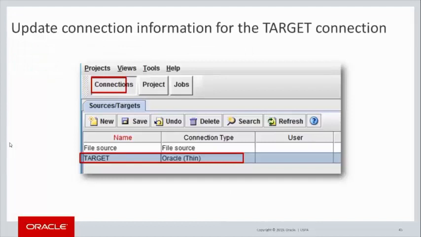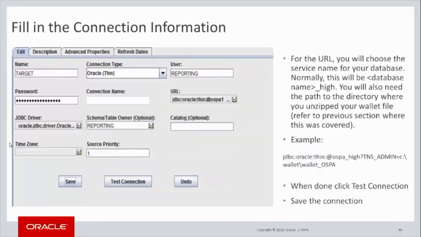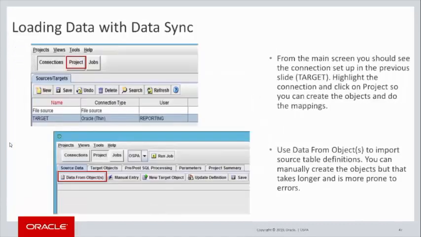In the Connections view, specify connection details for your target and your data source if it's a database. For the URL, you will specify the service name for your database. Normally, this will be database_hi using the hi service. You will also need the path to the directory where you unzipped your wallet file. Please refer to the previous section where this was covered. Please note the example you see here on the screenshot. When done, click Test Connection to save the connection.